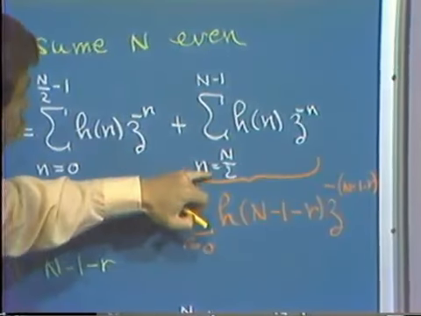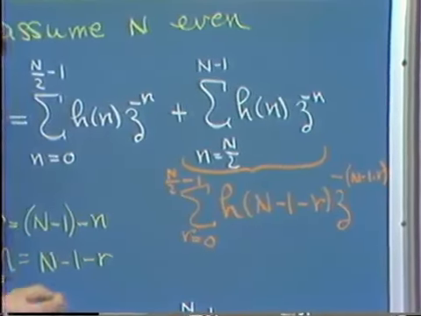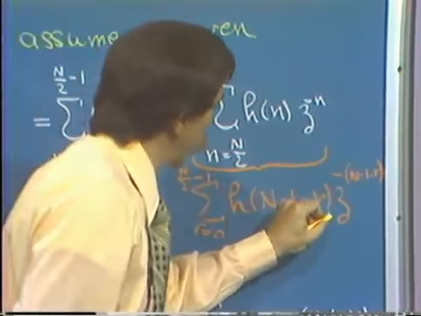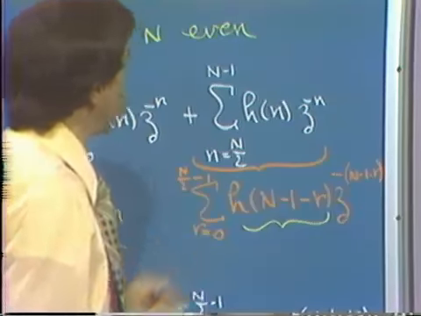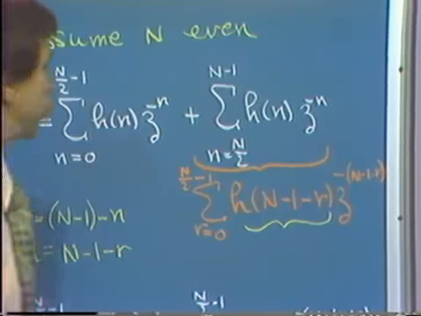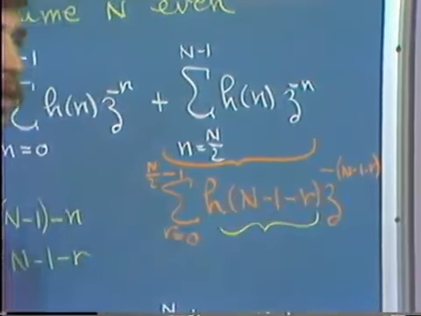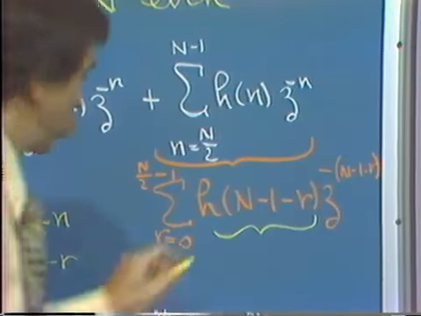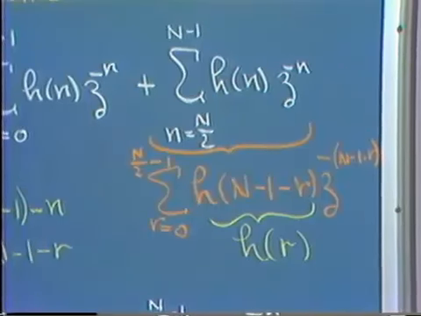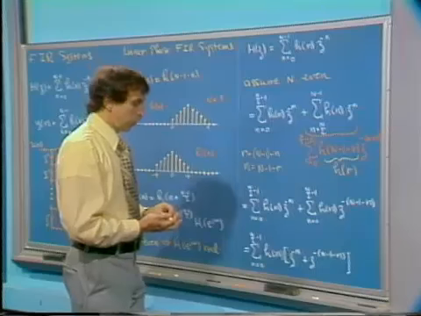Basically, what we've done is reduce this to a sum over the same limits as we have here, with the indices running in the opposite direction. And now we can recognize that because of the symmetry property, because we're talking about a linear phase system, h of capital N minus 1 minus r is equal to h of r. That's the symmetry property that corresponds to stating that the system is linear phase.